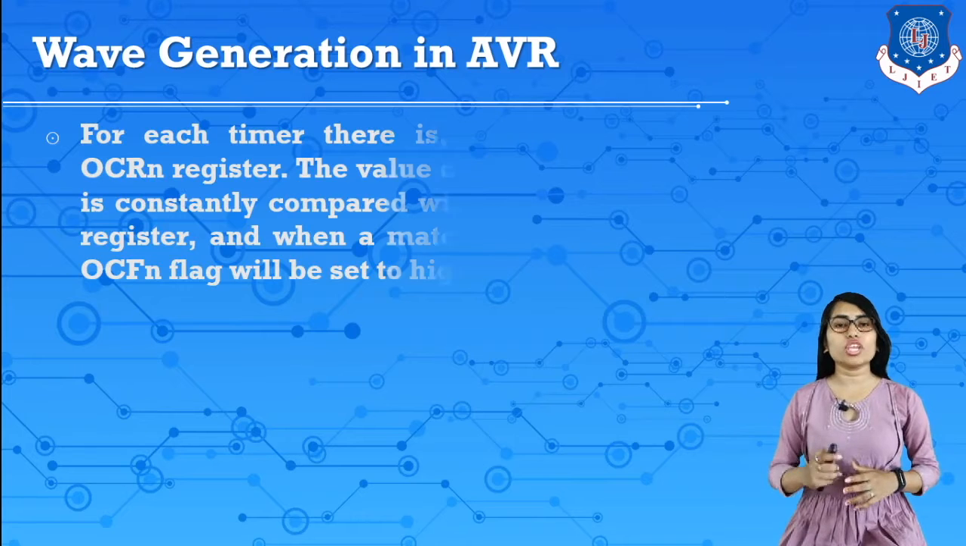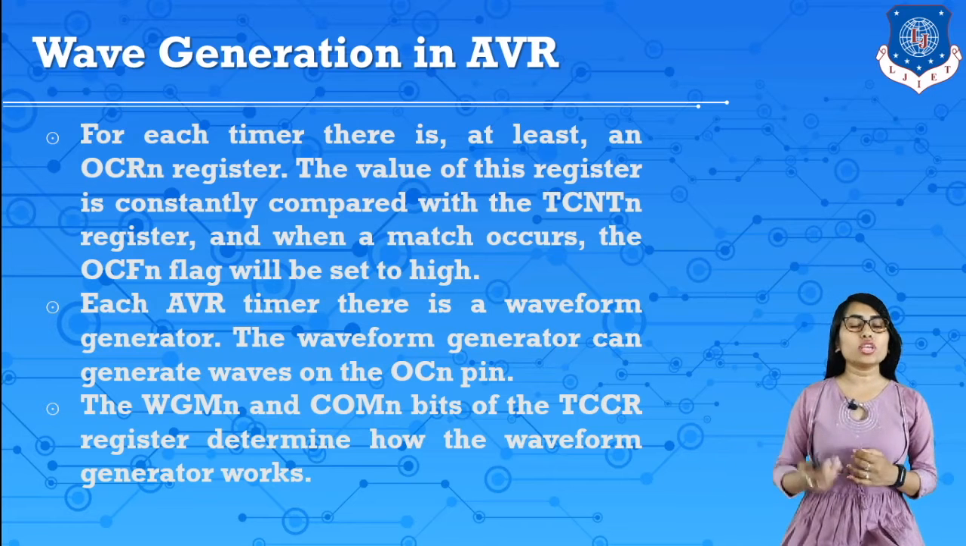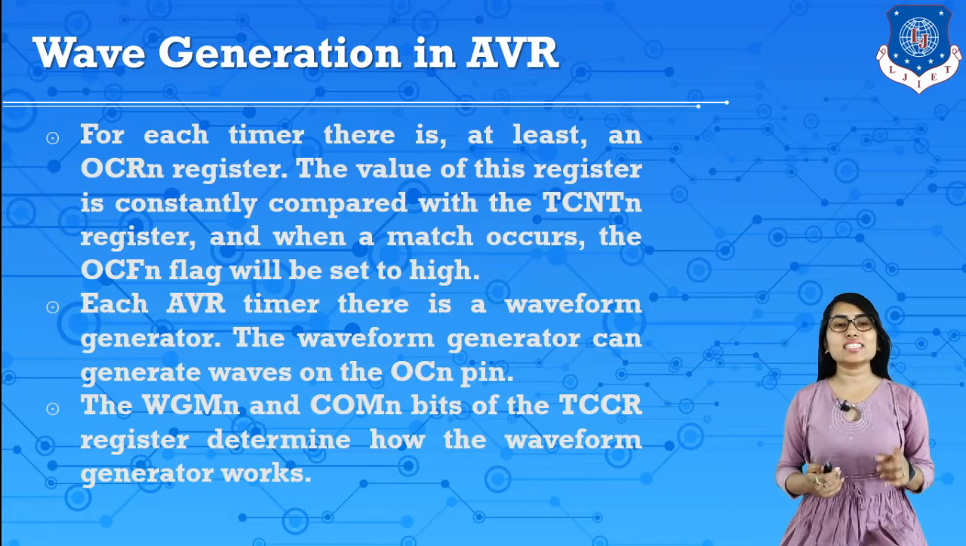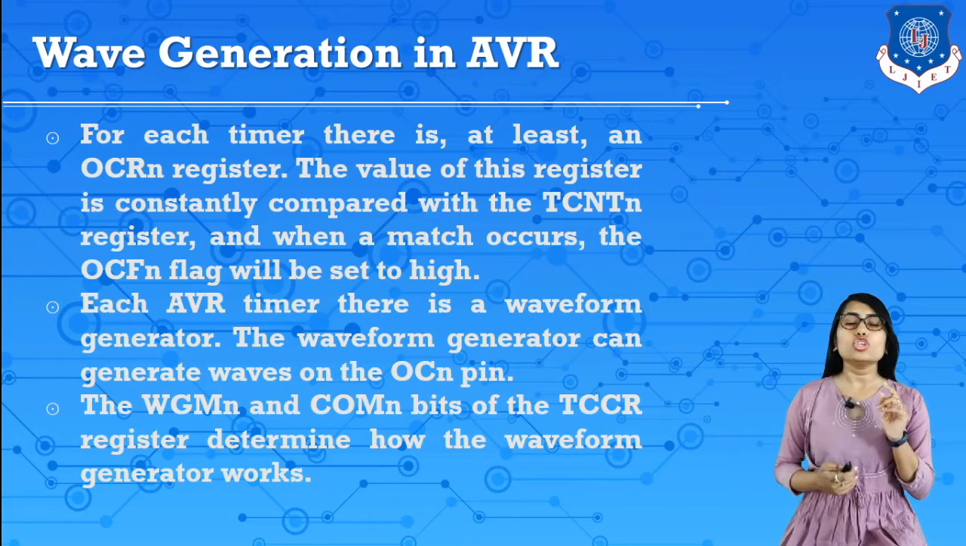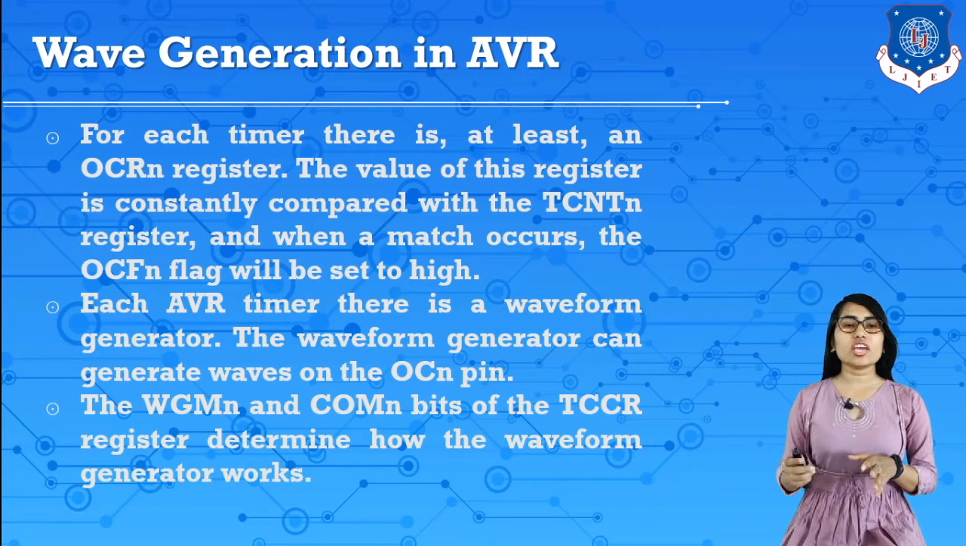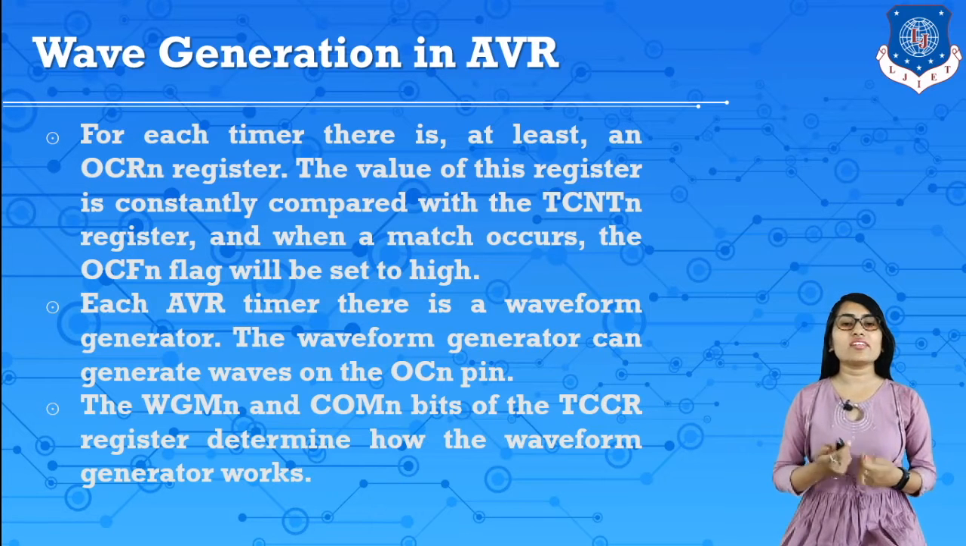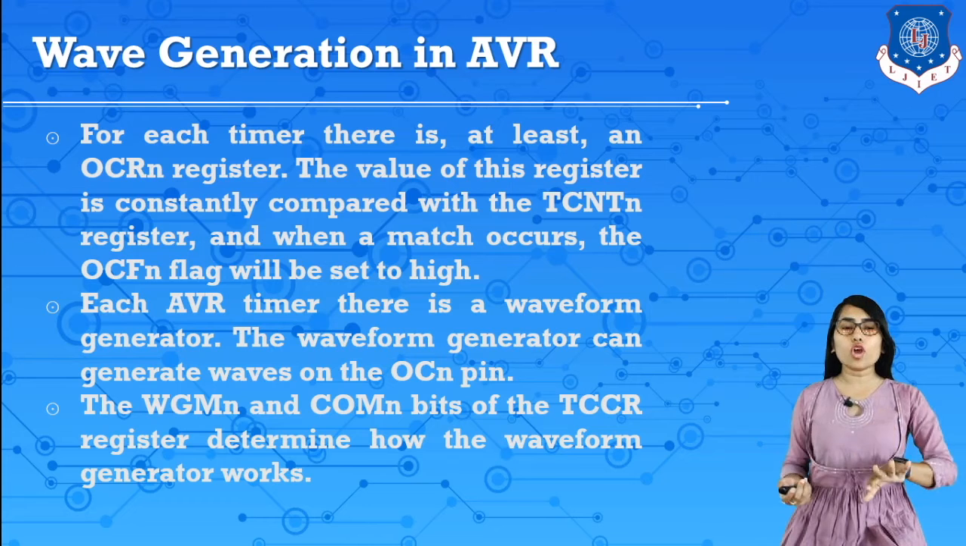Now next we have wave generation in AVR. For each timer there is at least one OCR, that means output compare match register. The value of this register is constantly compared with the TCNT register in CTC mode. When a match occurs, the OCF flag will be set to high. OCF means output compare match flag. Each AVR timer has a waveform generator. The waveform generator can generate a wave on the OCn pins. The WGM and COM bits of the TCCR register determine how the waveform generator works.